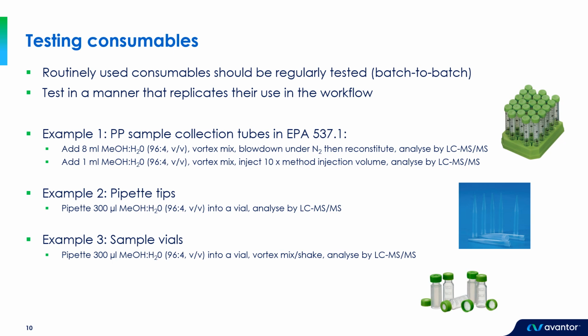Pipette tips are crucial as we use them to transfer our samples. We test these by pipetting 96% methanol into a clean vial and analyzing it by LCMS. Sample vials are tested similarly. I tend to vortex mix them before analysis to ensure the solvent contacts both the vial and the caps, as this could happen with your samples. Using a higher injection volume for this type of testing gives us a better snapshot of the potential PFAS composition and greater confidence that our pipette tips and vials are free from PFAS.